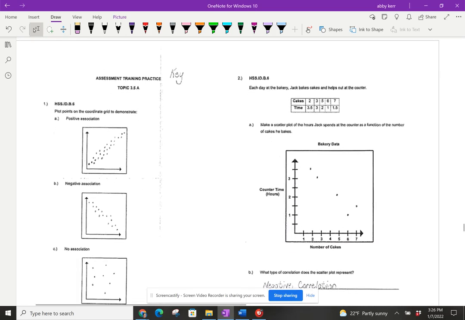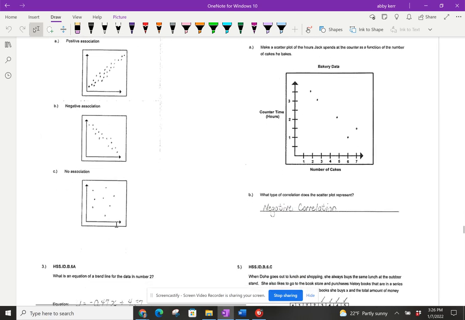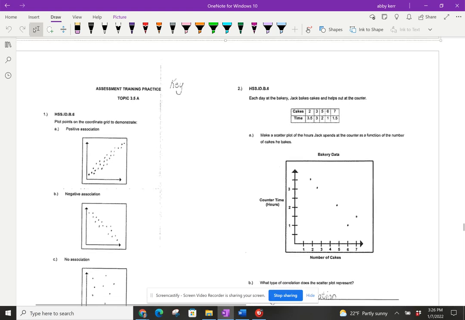Now for topic 3.5, positive, negative, and no correlation. Positive means going up and to the right. Negative is down to the right. No association means there's no correlation. There's no relationship between the two pieces of data.